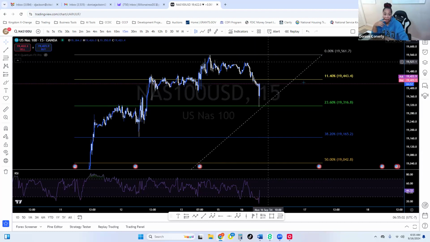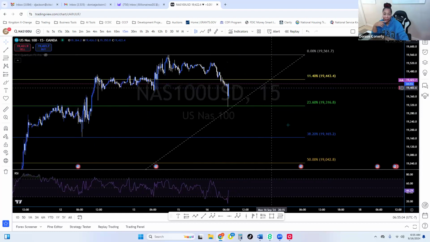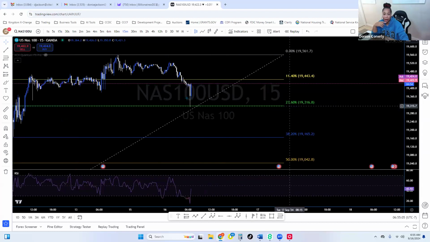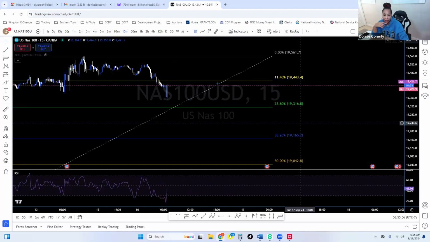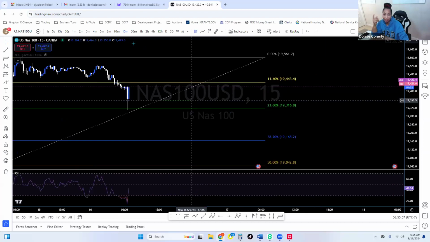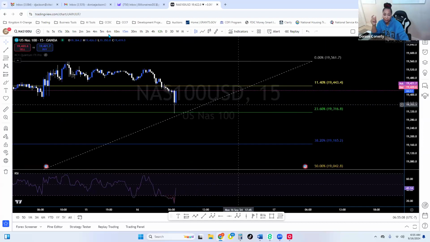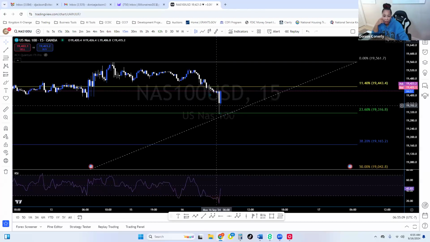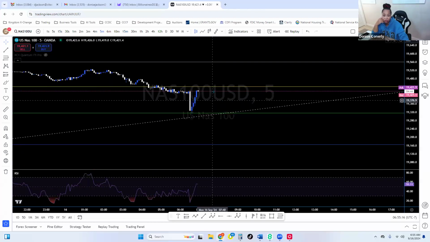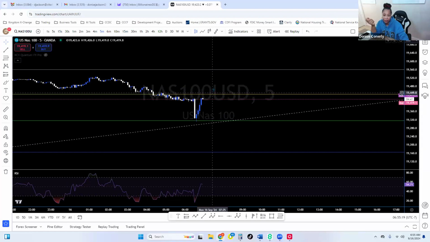So I'm going to wait. Now that I see that, I'm going to look for what areas it needs to break in order to satisfy. Now I can go to the lower time frames and see, okay, where do I find resistance? Where are my resistance points? What do I have to go above? Do I have any double tops, double bottoms?